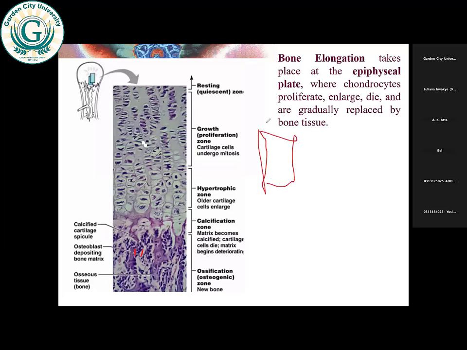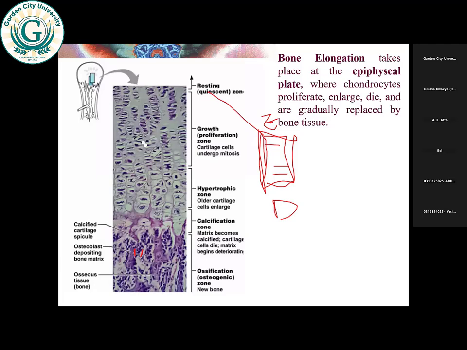This is the epiphysis part, and this is the diaphysis part. And we have cartilage. This side here is a hyaline cartilage. And that's what we are doing here. So here, what we are saying is that on top, you have a lot of cartilage there. They are just there. They are resting.